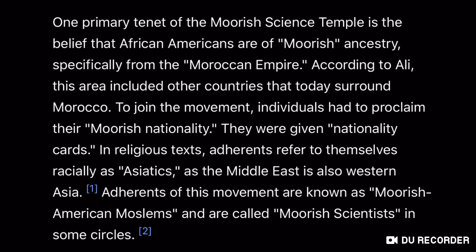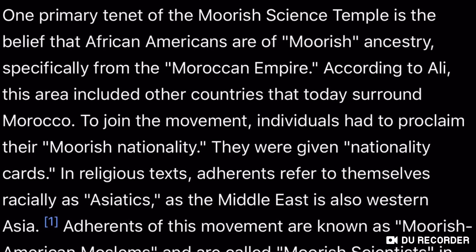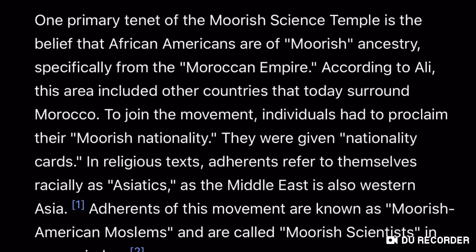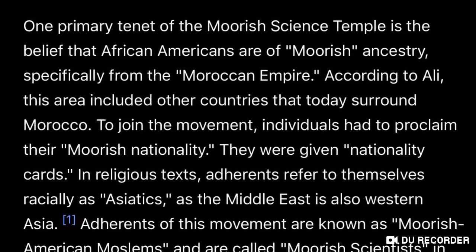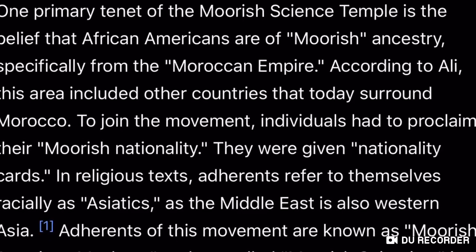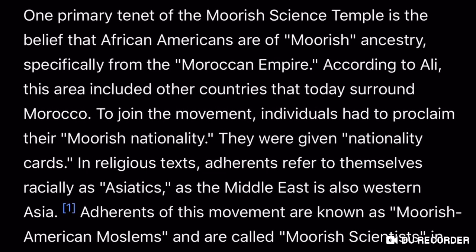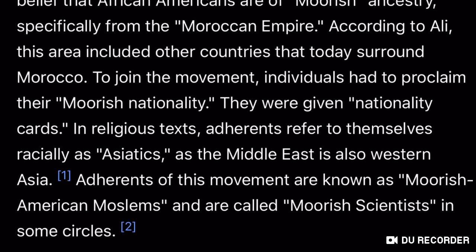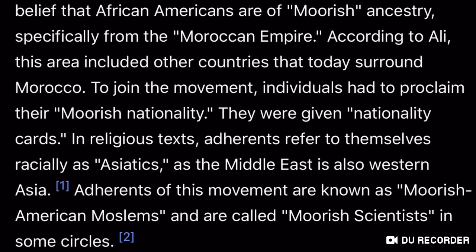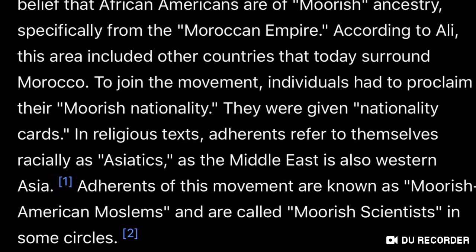Okay, let's deal with this. I am going to Wikipedia so I can rebut this while we are here. One primary tenet of the Moorish Science Temple of America is the belief that African Americans are of Moorish ancestry. And we just showed that on our map, especially from the Moroccan Empire, according to Ali. See how they quote that to minimize you, but they do not have a clue.